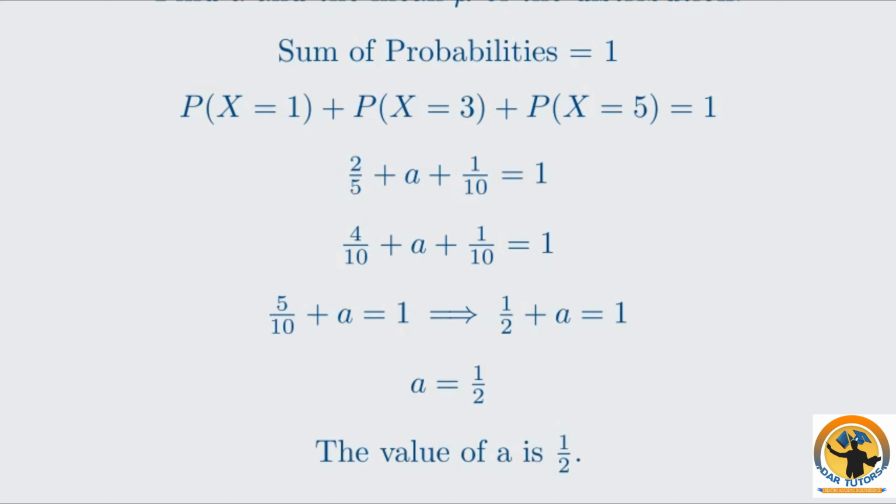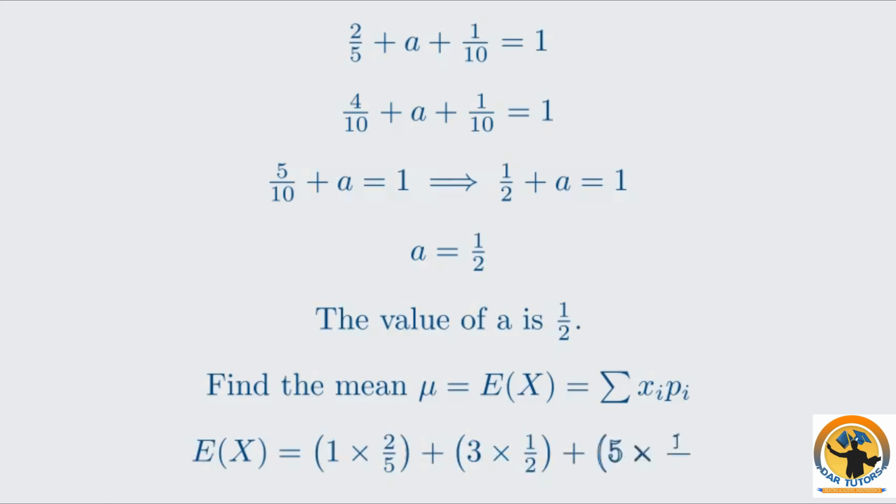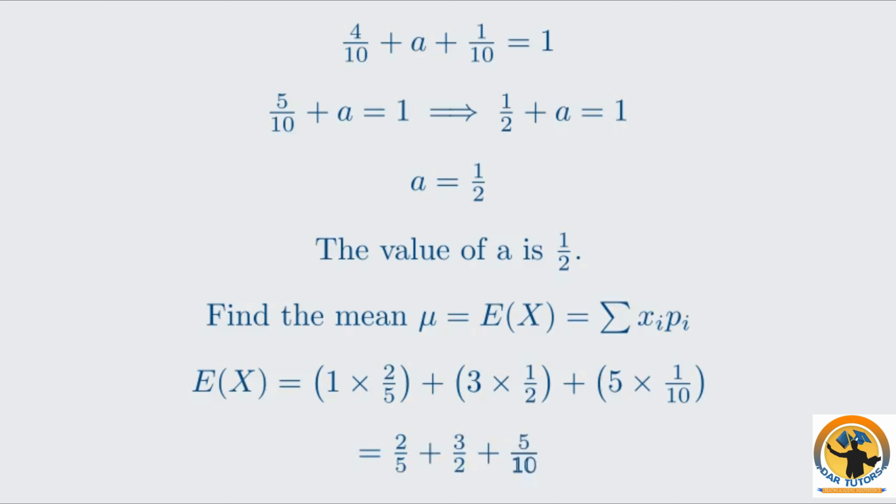Next, we need to find the mean m, which is just the expected value E(X). We use our formula E(X) equals the sum of x times p. Substituting all the values, including the one we just found for a, the expected value is 1 times 2/5 plus 3 times 1/2 plus 5 times 1/10. Multiplying gives us 2/5 plus 3/2 plus 5/10.